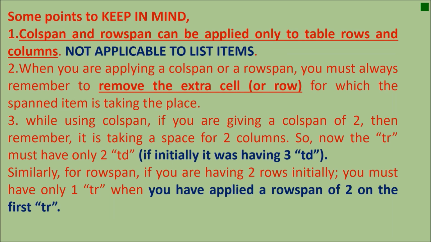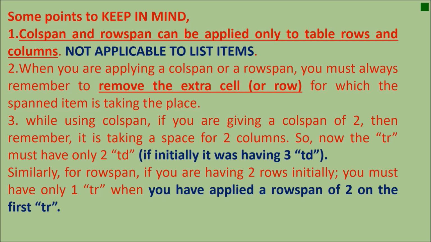Some points to remember. Children, you always keep these points in your mind. Colspan and rowspan can be applied only to table rows and columns. You cannot apply this to the list item. Second, when you are applying a colspan or a rowspan, you must always remember to remove the extra cell or row for which the spanned item is used.